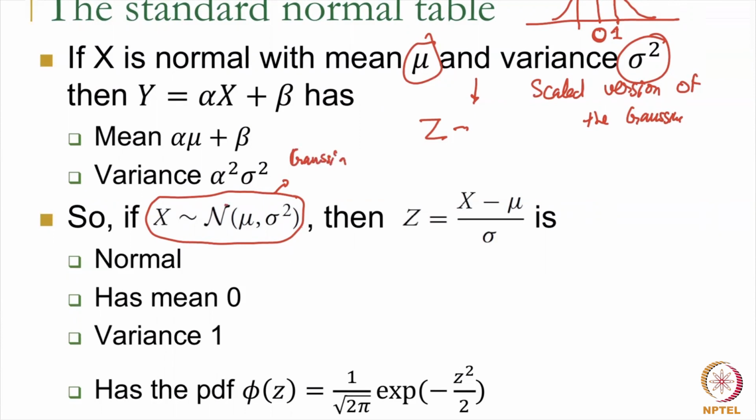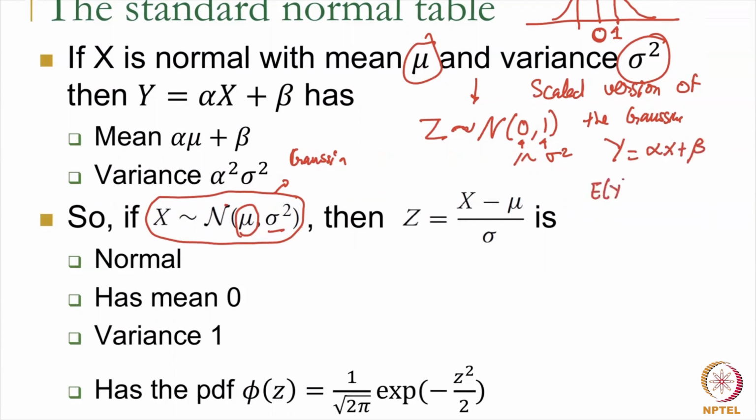This N stands for normal, or the Gaussian distribution, with mean mu and variance sigma squared. Then we will say that I want to rescale this so that Z is a normal distribution with mean 0 and standard deviation 1, or variance 1. Now, what scaling of the variable will enable that? Suppose Y is alpha X plus beta.